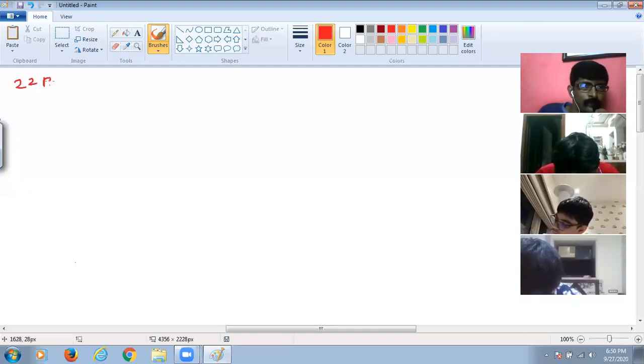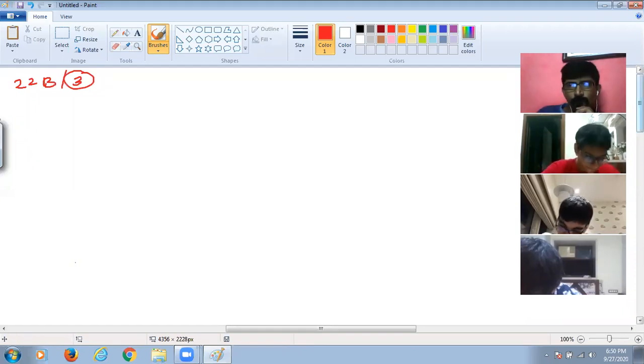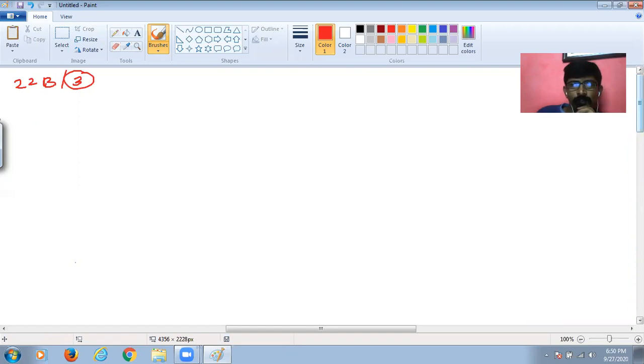So 22B, sum number 3. This is our next sum. So let's draw the diagram, guys. Draw quickly in your book your diagrams. This is something like what the diagram is going to look like.